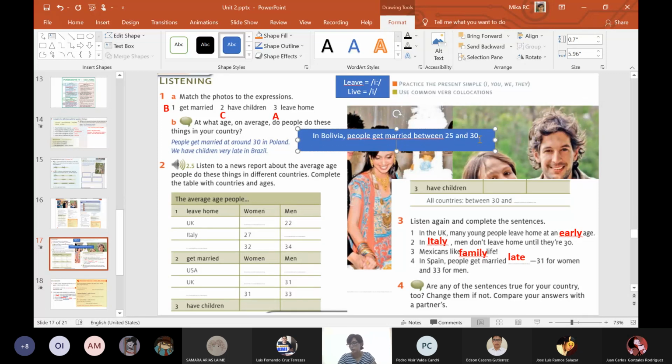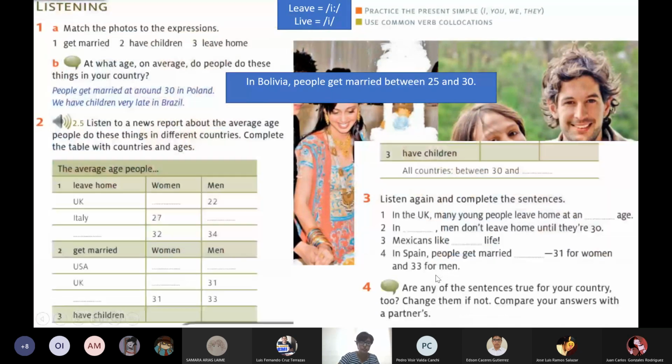What about have children? So let's listen to Harold. Harold, what do you think about have children? What age do people here in Bolivia have children? At what age? Teacher. 35. Okay, could be 35. Sorry, Harold, I didn't listen to you. No te puedo entender. Sorry, could you repeat it? Si lo puede volver a repetir. Okay, so the second question is about have children, right? At what age, on average, do people here in Bolivia have children? At what age?